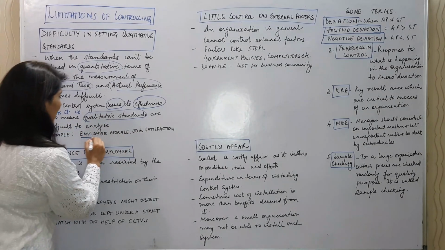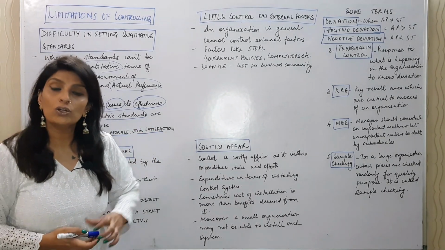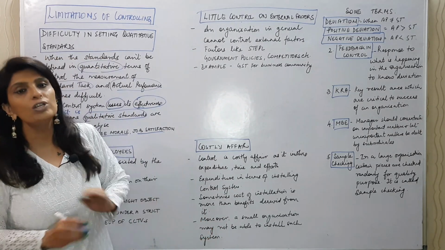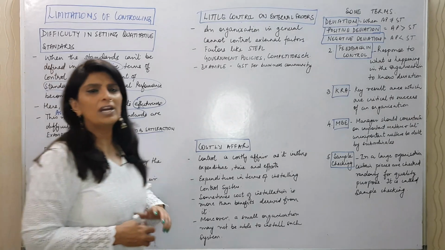Like for example, employee morale and job satisfaction, and along with that you're not able to analyze the quantitative standards also, then your control is useless. Second is resistance from employees. Nobody likes to be controlled.